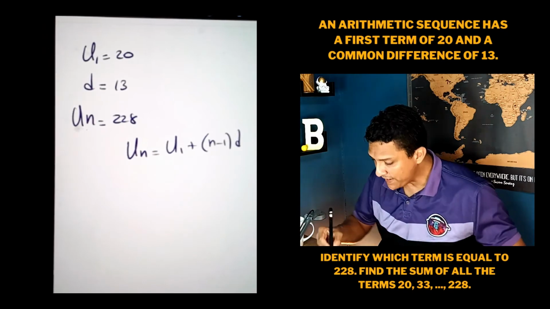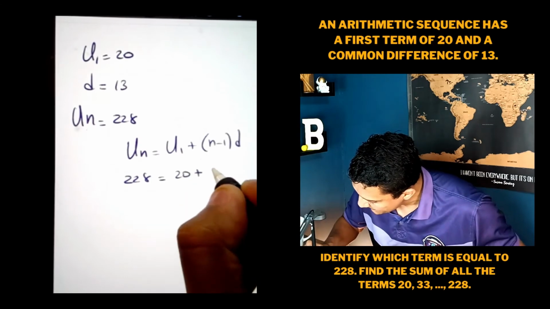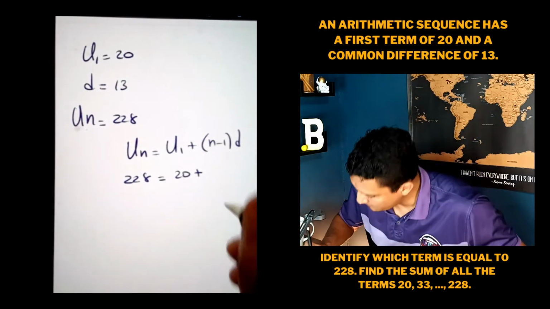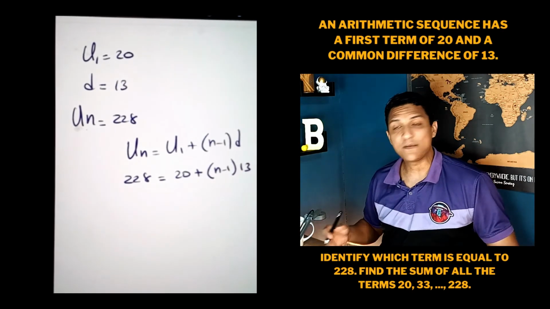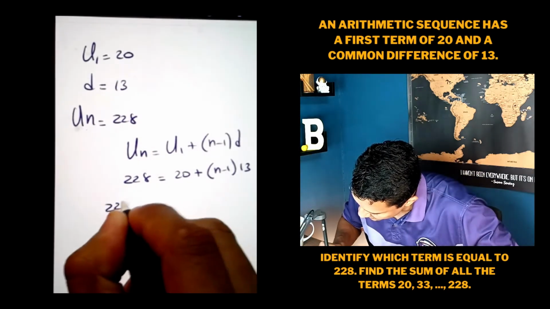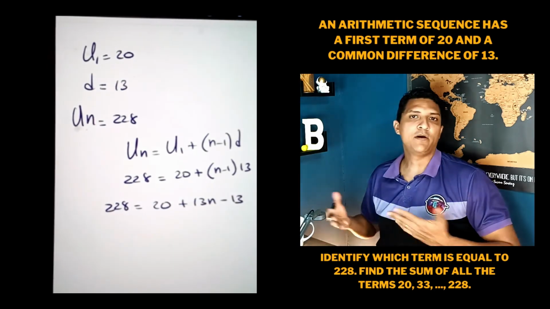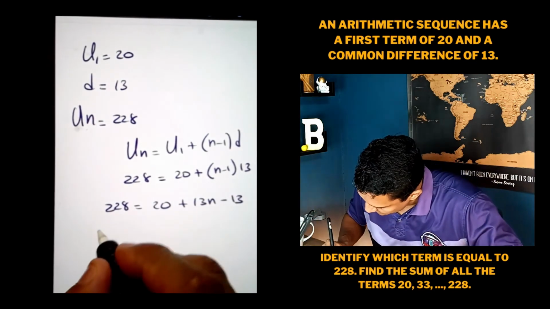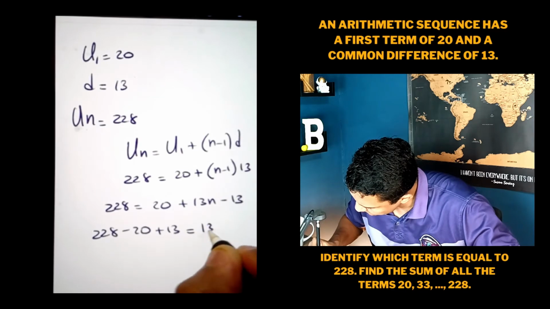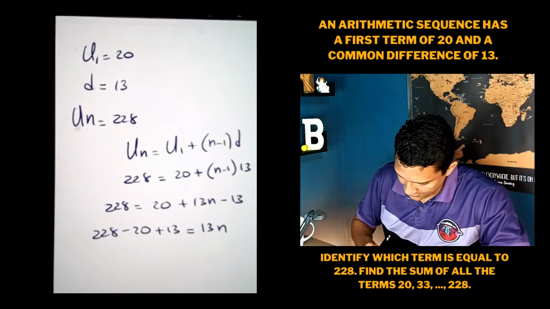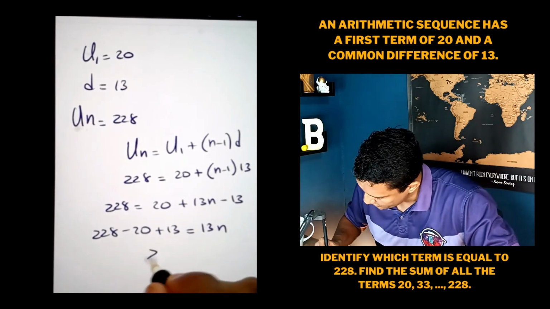Okay? And I'm going to replace Un, which is 228, U1, which is 20. n is what I'm looking for, so I'm going to keep it like that. And the common difference is 13. So I'm going to be solving this equation: 228 equals 20 plus 13n minus 13. And now I just need to finish solving it. So 228 minus 20 plus 13 equals 13n. 228 minus 20 plus 13, and that is 221.